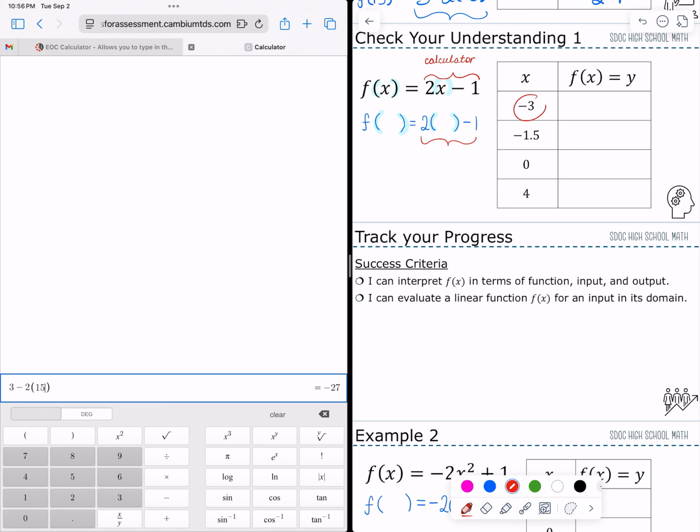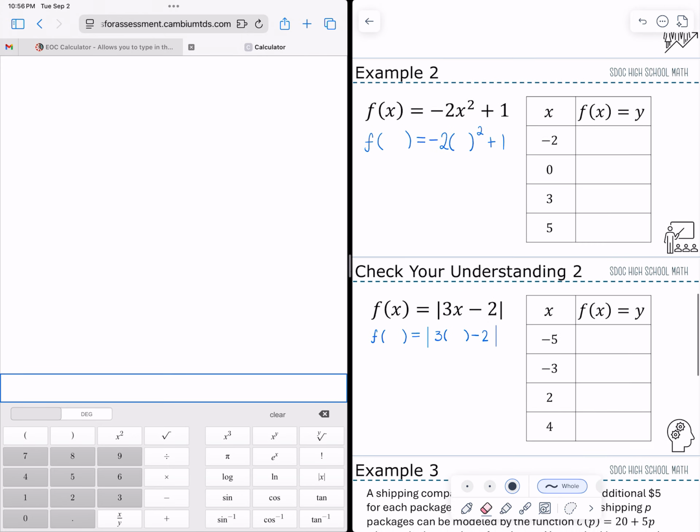The first time, type in negative 3. See what answer you get. Then plug in negative 1.5. See what answer you get. And so on. So I want you to complete that table there. All right? Okay, so let's go on now to make sure that we've got example 2 good.